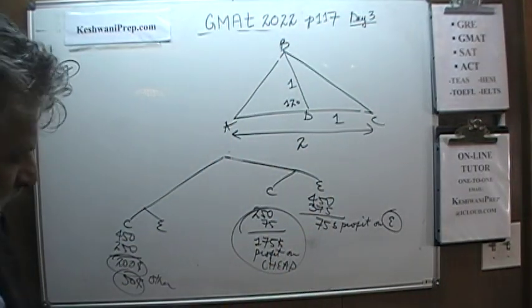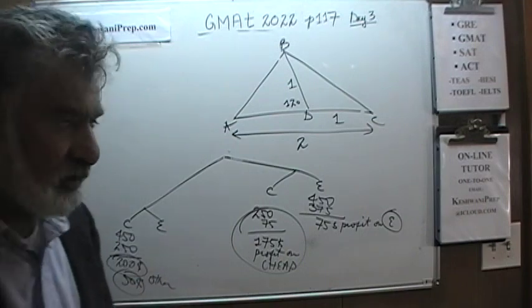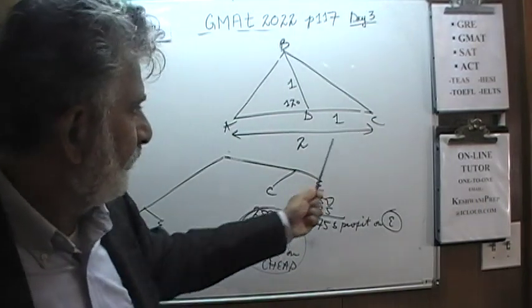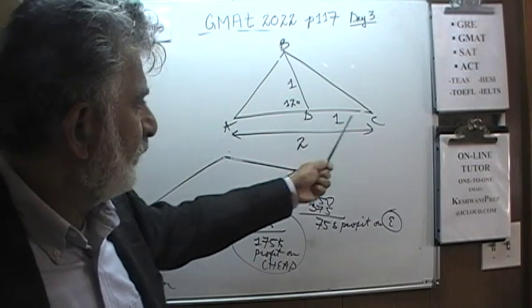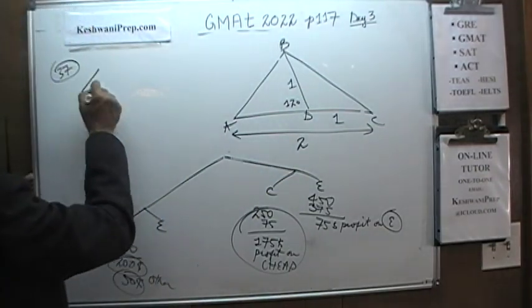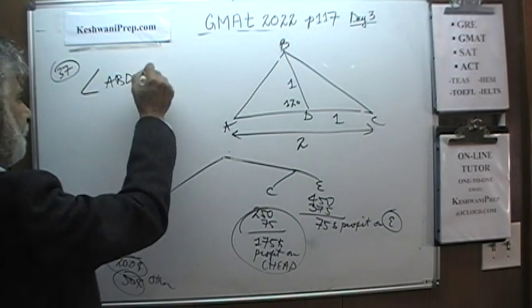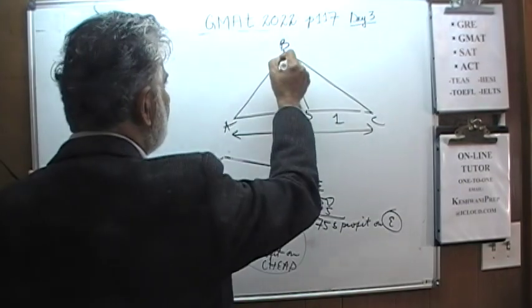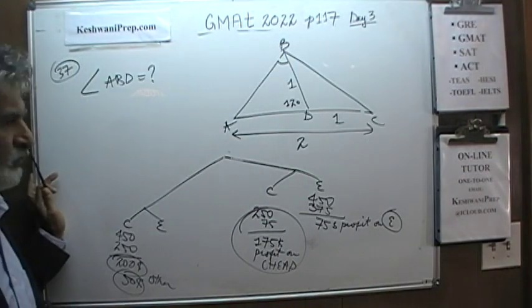So this is where we're going to start our story. One more time, all the pieces of information. We know A to C is 2, we are told this distance is 1, D to C is 1, and this angle is 120. The question is, how much is angle triangle ABD? ABD, this is the triangle we're looking for. So let's begin our story, shall we?